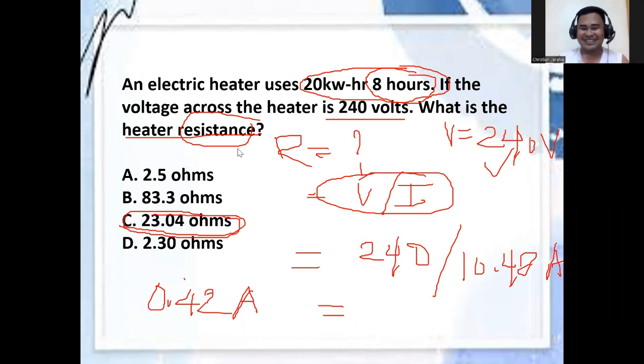Nakakasunod po, teachers. Sir, medyo mabilis, ano? Mabilis yung pag-discuss mo, sir, no? Parang hinahabol. Sige, ate, hinaan natin ng konti maya-maya. Okay. Ibang formula na gamit ni Sir JR, pero lumabas din is 23.04.